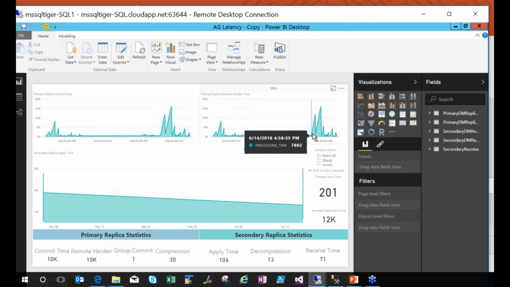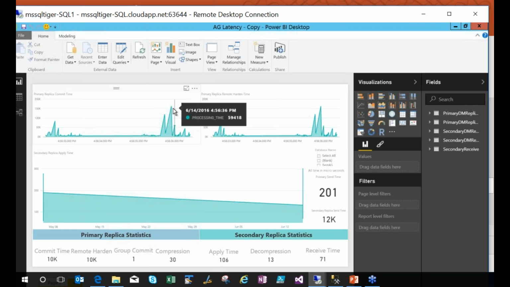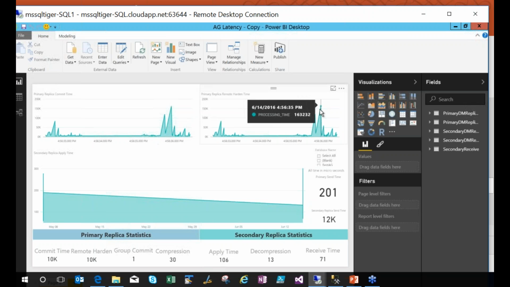This tells me primary replica remote harden time. This essentially tells me how long it took for me to receive an acknowledgement for remote harden. The reason I'm tracking this from the primary replica is because I could have more than one secondary replica, so it's good to know how long the primary replica waited for the commit to happen. Both my replicas are configured the exact same way, with the exact same workload. So if something was taking time to commit here, I can see an exact peak happening on the other side as well. So it took some time to commit there. Again, the processing time shows me how long it took.